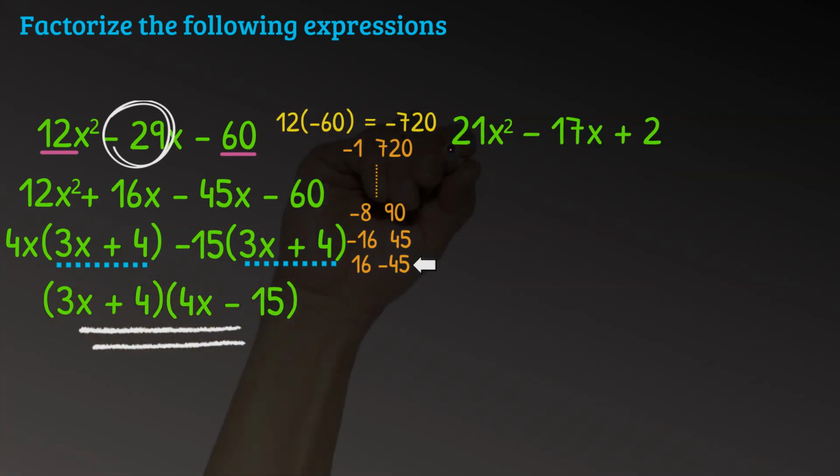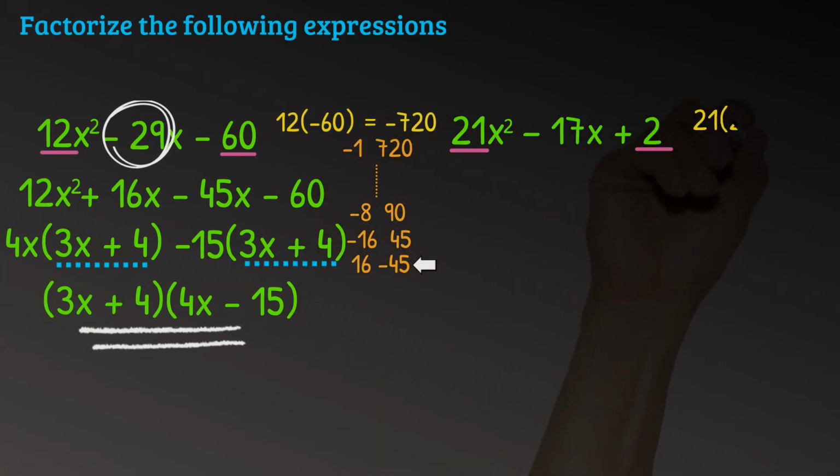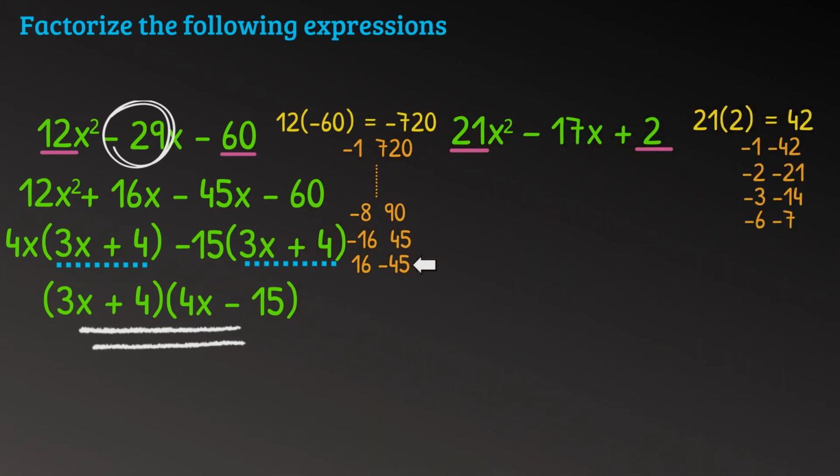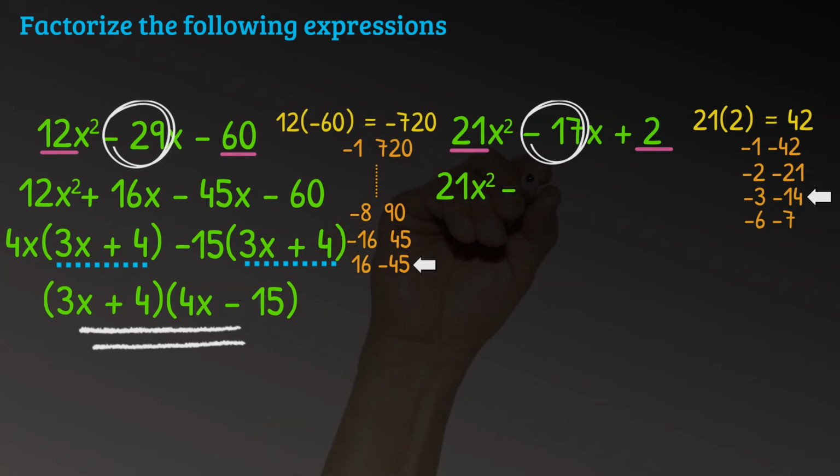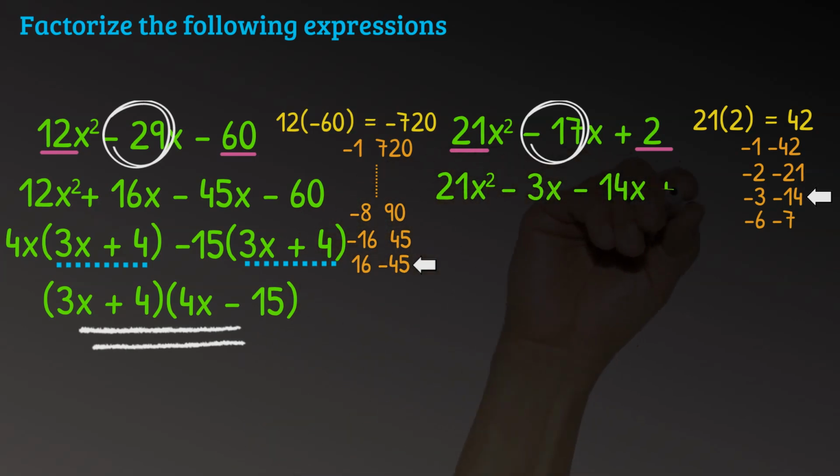And for the final expression, we have 21 times 2, which gives us 42. However, minus 3 and minus 14 also add up to give us minus 17. So we can now replace the minus 17x with minus 3x minus 14x.